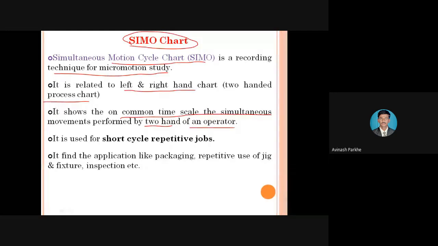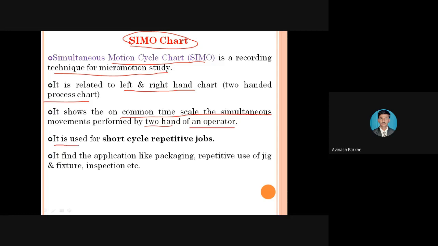But the previous two-handed process charts we have discussed will be applicable for big cycles. Maybe that product takes 1 hour, 2 hours, 3 hours to convert the raw material into finished goods. But in the micro motion study or in the Simo charts, whatever activities we are performing, a very small amount of time is required to complete that work. Maybe your raw material is converted into finished goods within 10 to 15 minutes or maximum up to half an hour. Again, whatever simultaneous movements we are performing by the two hands can be represented by using the Simo charts.